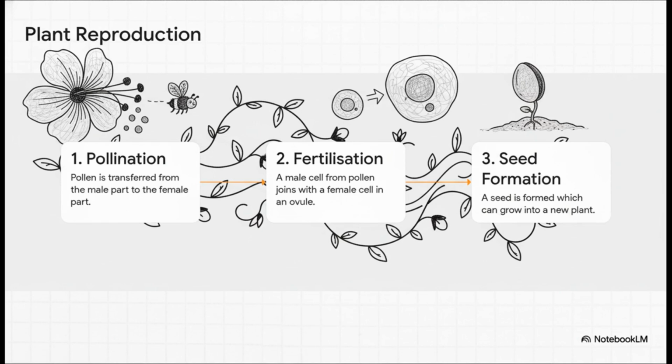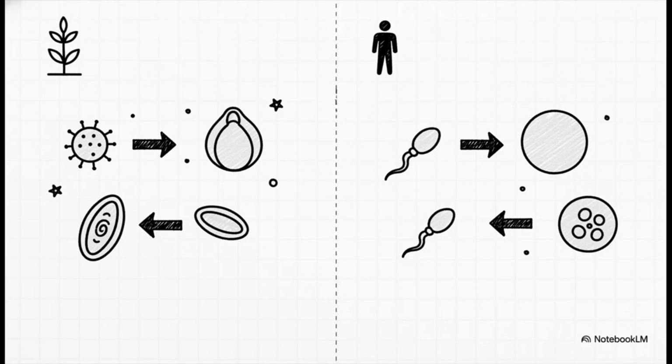Next up is fertilization. This is the big moment where the male and female cells actually join together. And what does that create? A seed. And inside that seed is an embryo, a tiny, brand new plant, just waiting for the right time to grow. So what about humans?